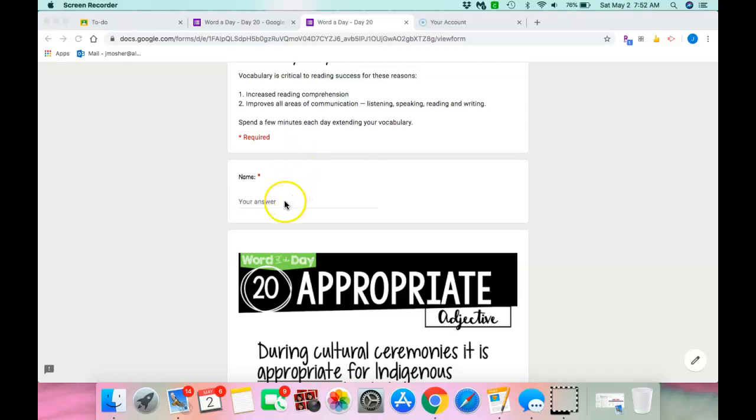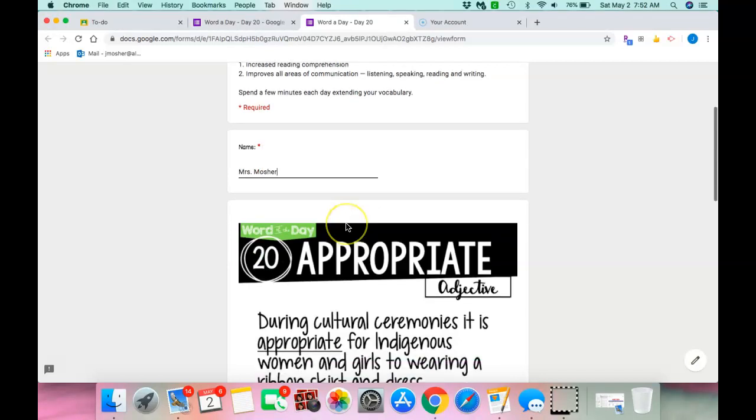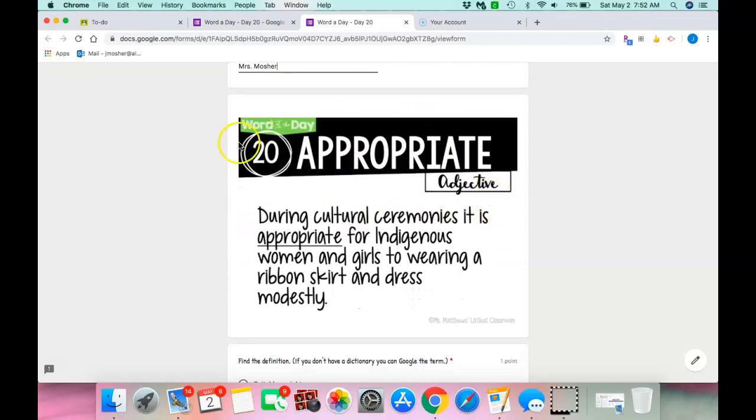So your first question that's always required is your name. So I will enter my name here. Okay. Then I'll go down to where I see this box. Whatever this word is in the big black box with the white font is your vocabulary word of the day. It is also underlined in the sentence so that you know to focus on that word.